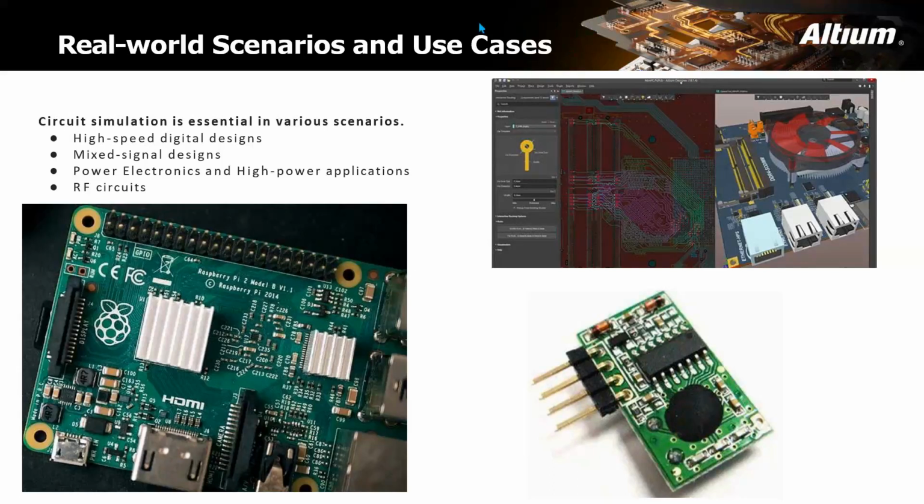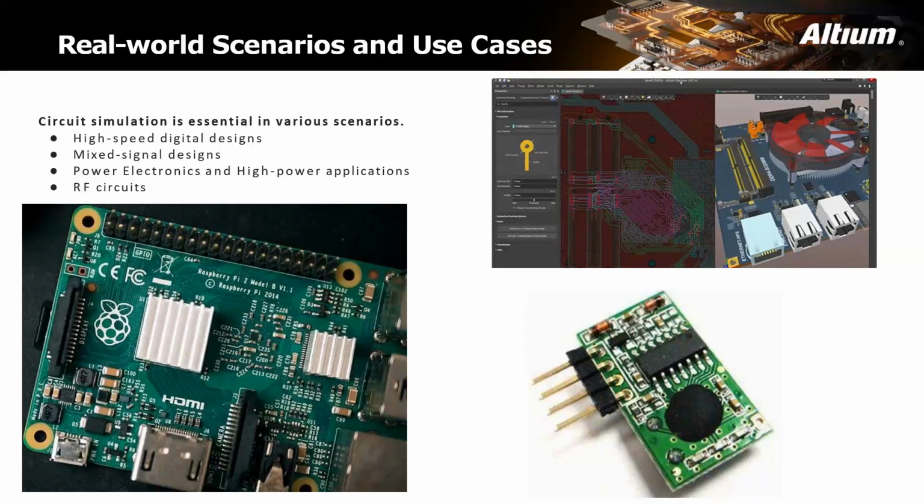In power electronics and high power applications, managing power dissipation, thermal performance, and efficiency is critical. Circuit simulation helps designers identify areas of high power dissipation and switching losses in a buck converter, and optimize the component values for improved efficiency. This not only results in better performance, it also reduces the risk of thermal issues and component failures.